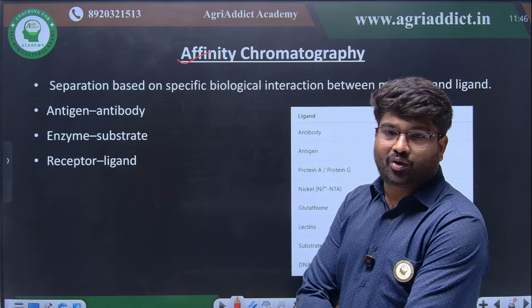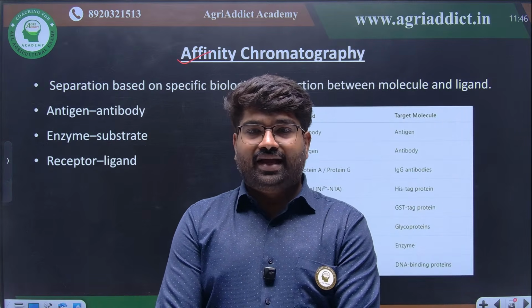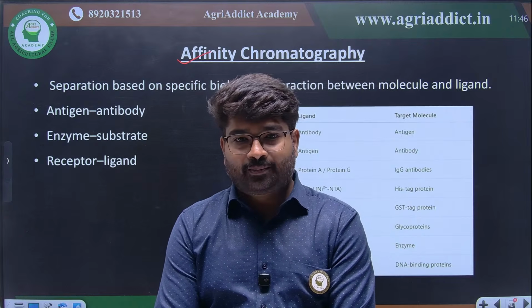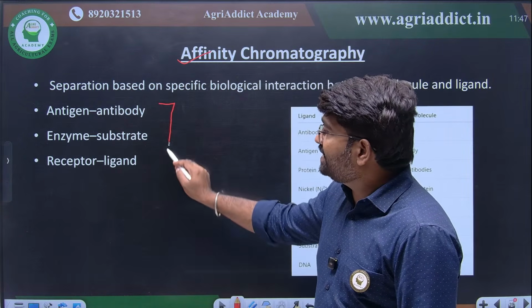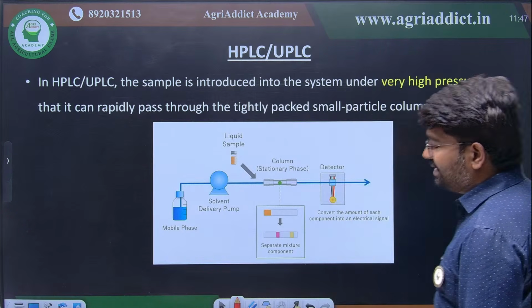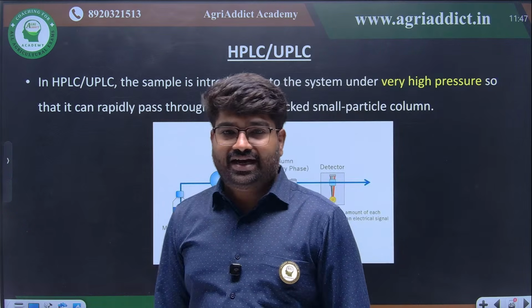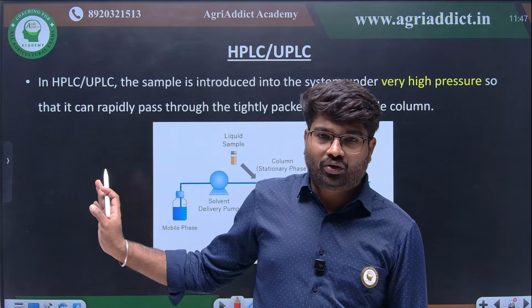In affinity chromatography, we know antigen has a specific affinity with antibody, enzymes bind with their substrate, and receptors bind with ligands. Based on the interaction between the ligand and the molecule, different molecules will be separated. Okay. Another thing is HPLC and UPLC. This is a very important concept. You know these things, so I don't want to revise them.